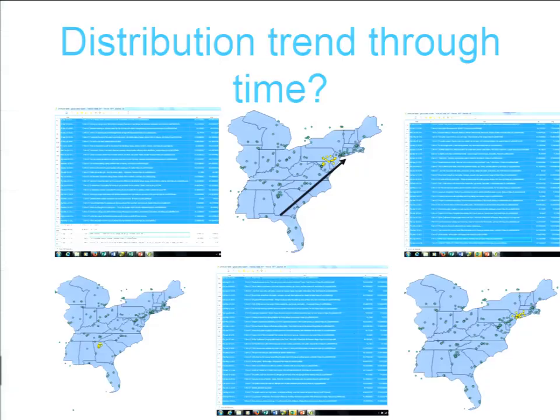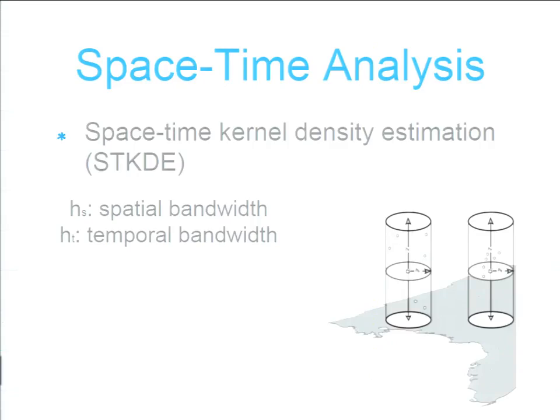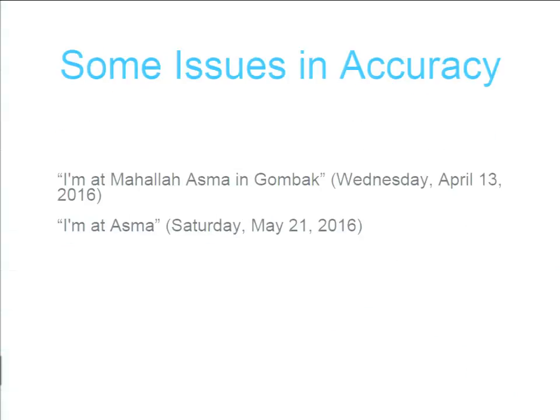My next step is to see, is there a change in distribution over time? Maybe there were more clusters during the first few weeks, and then they slowly shifted upwards. That would be one of the next steps, basically looking at whether there is some sort of trend in the distribution of these tweets. I'm going to perform what is known as space-time kernel density estimation, which basically will help me visualize the space-time distribution of these tweets.